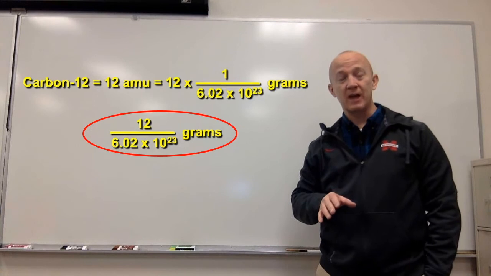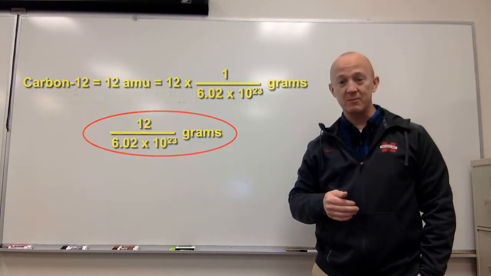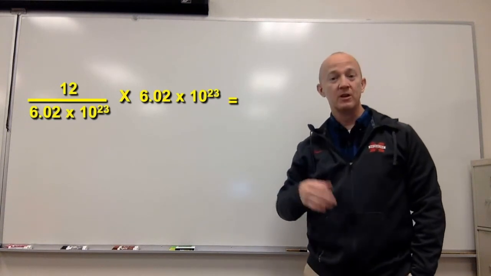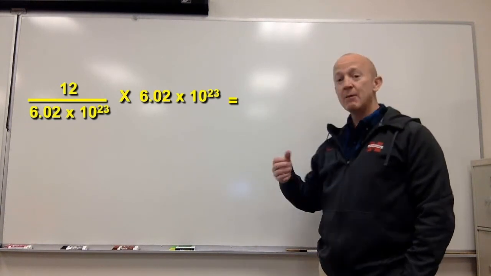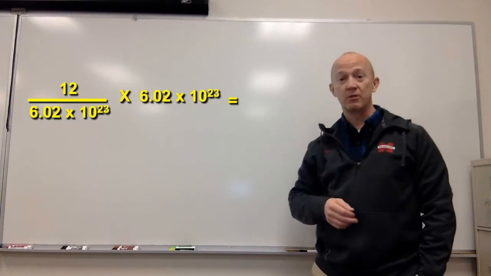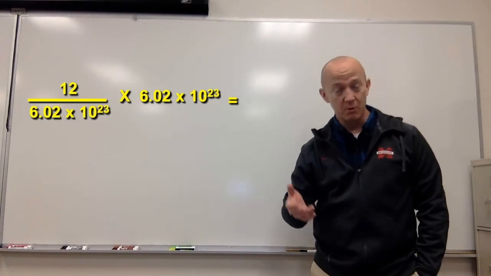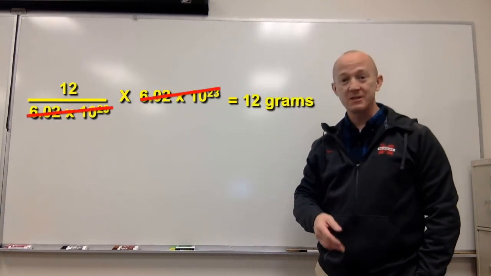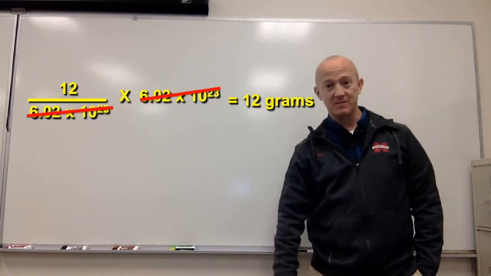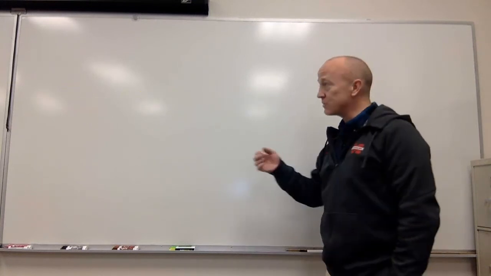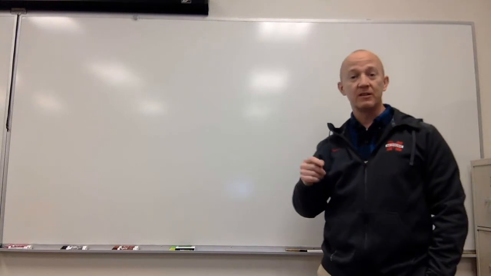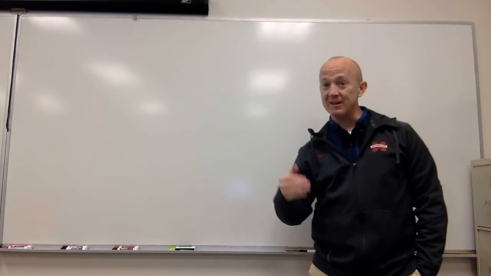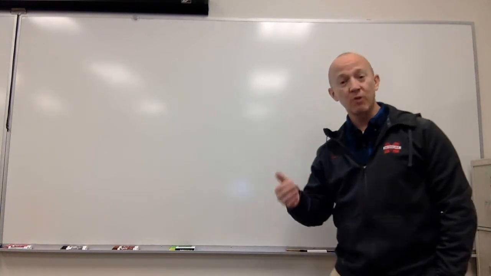Watch what happens when we have an entire mole of carbon-12 atoms. If 1 carbon-12 atom is 12 divided by 6.02 times 10 to the 23rd grams, and we have 6.02 times 10 to the 23rd of those carbon atoms, 1 mole's worth of carbon atoms, then the total mass of 1 mole of carbon-12 atoms is 12 grams. Isn't that cool? So the 6.02 times 10 to the 23rd number allows us to have the same magnitude of mass whether we're talking about atomic mass units or grams.